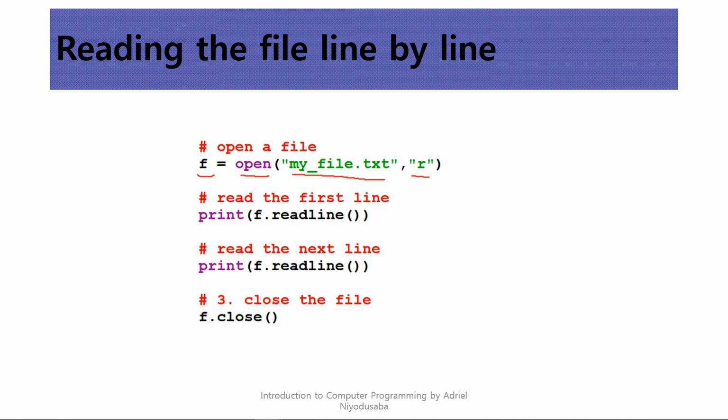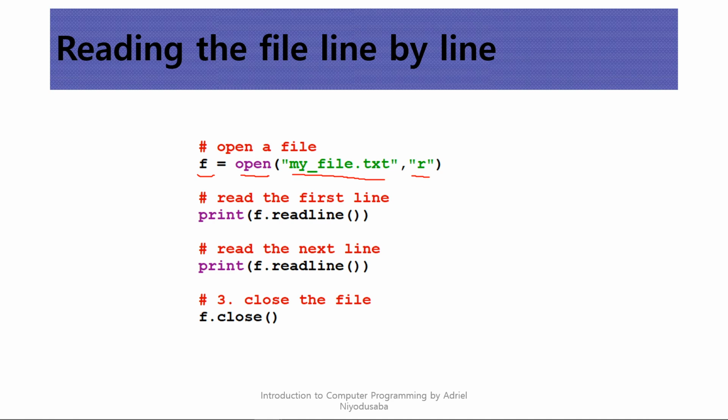So if you don't have this file in the same folder with the Python file you are working in, it's going to throw an error because it will look for this file in that folder and it won't find it. Now after opening the file, we can read its content by doing f.readline. This will basically print the first line in the file, and if you repeat this statement the second time, it will print the second line. Third time it will print the third line, and so on.